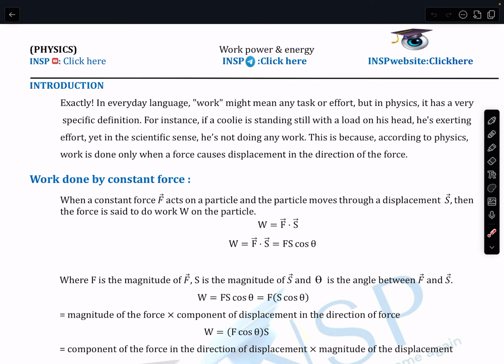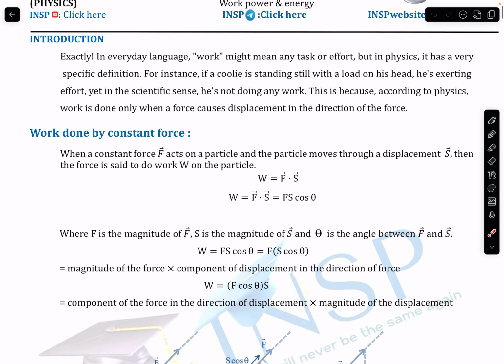Here, as you can see, work done by a constant force. This work done is F dot S. Please remember, this is for a constant force, and this S is the displacement of the point of application of force. All right.